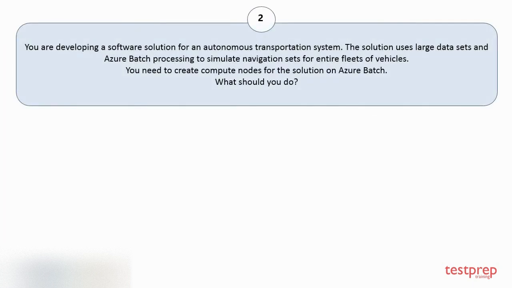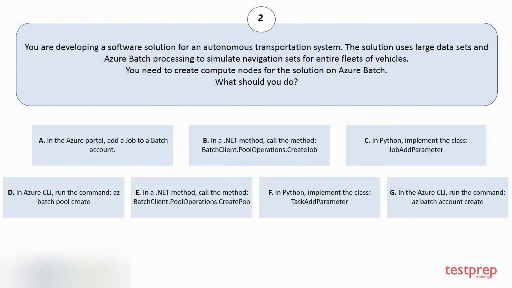You are developing a software solution for an autonomous transportation system. The solution uses large datasets and Azure Batch processing to simulate navigation sets for entire fleets of vehicles. You need to create compute nodes for the solution on Azure Batch. What should you do? Your options are. A. In the Azure portal, add a job to a batch account. B. In a .NET method, call the method batchclient.pooloperations.createJob. C. In Python, implement the class job_add_parameter.